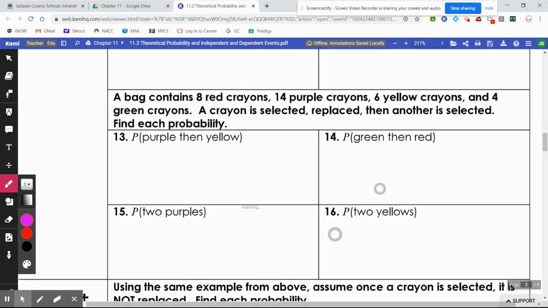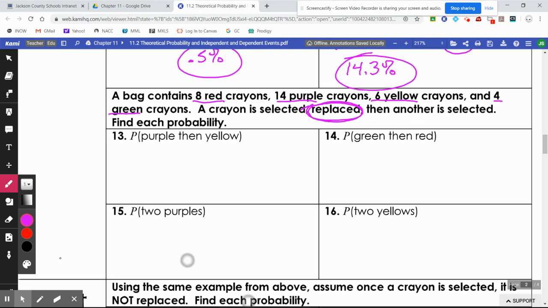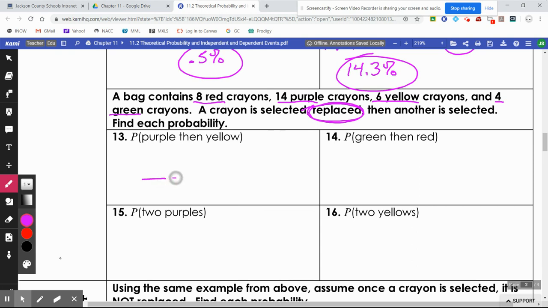Some more. A bag contains 8 red crayons, 14 purple, 6 yellow, and 4 green. A crayon is selected, replaced, then another is selected. Now, this right here is the most important part, we're going to put it back. So that means the probability of a purple, since I pull a purple out but I put it back in, is not going to in any way influence what I draw the second time. The yellow the second time is going to be equally as likely. I've got 2 draws, so I put 2 blanks.